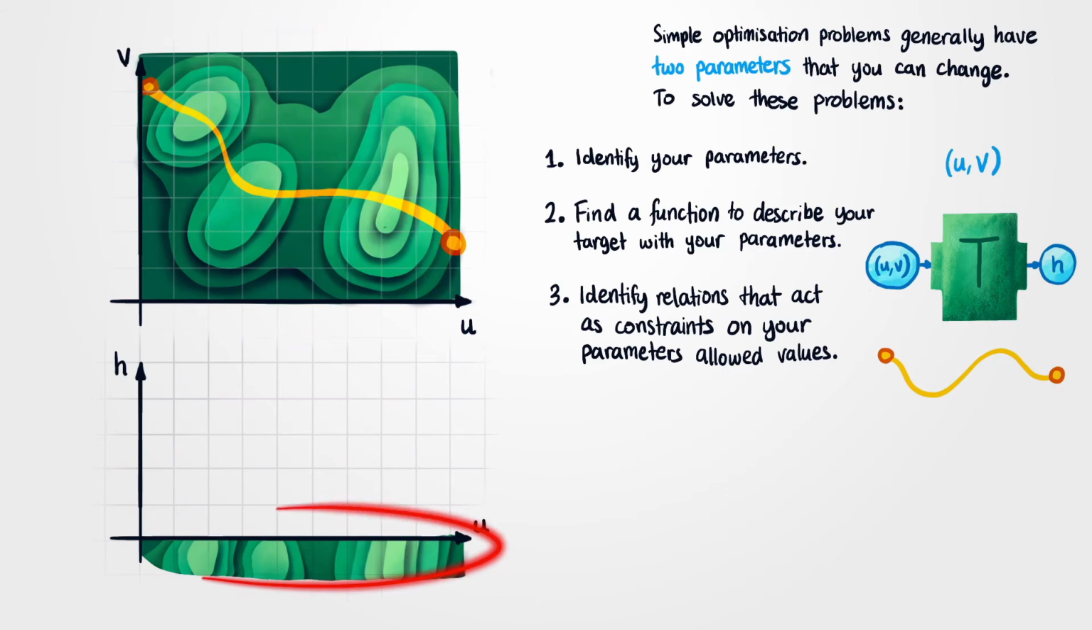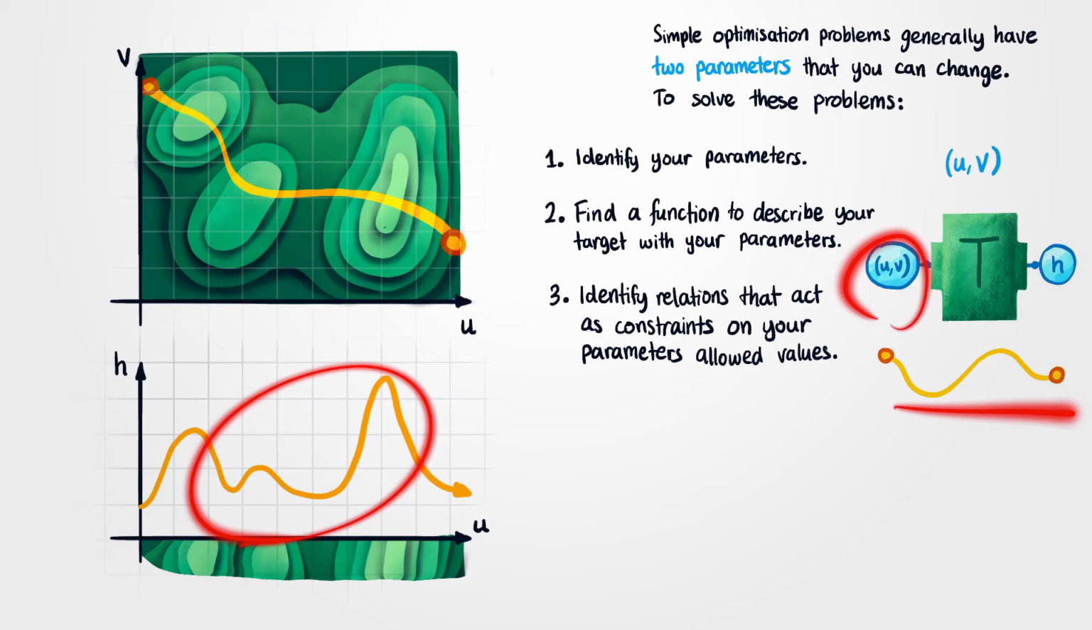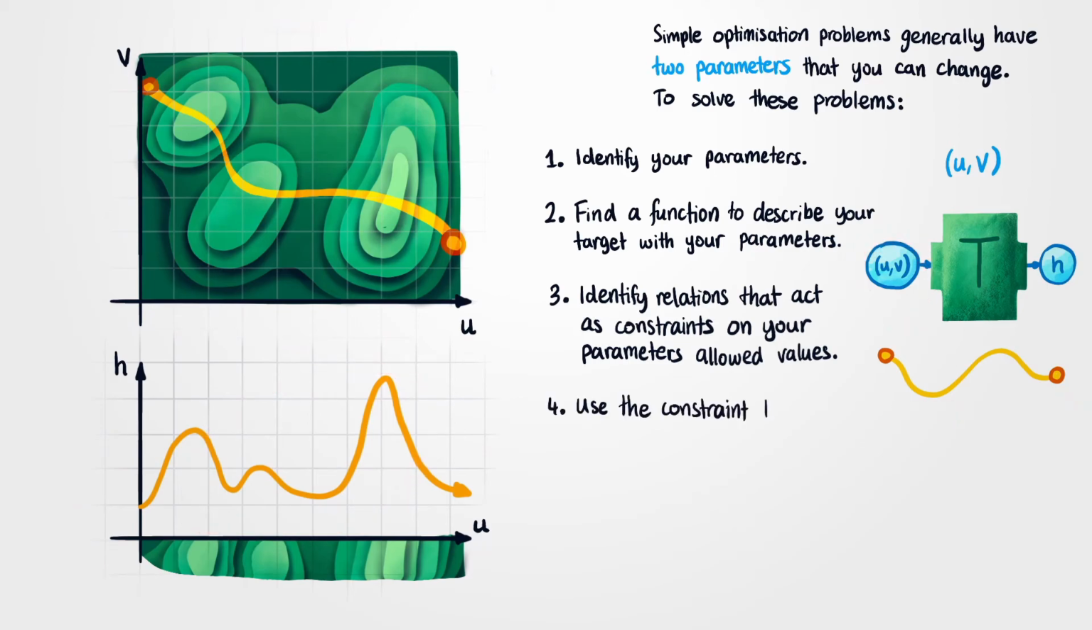Okay, and by looking at this cross-section over here, we can now graph the height as a function of U. So to clarify what we did here, we used the constraint to remove one of the parameters from the target. Now, once you have a function of a single variable like this, solving for the maximums and the minimums is actually really easy. All we need to do is to solve for the stationary points, and we do that by setting the derivative equal to 0.